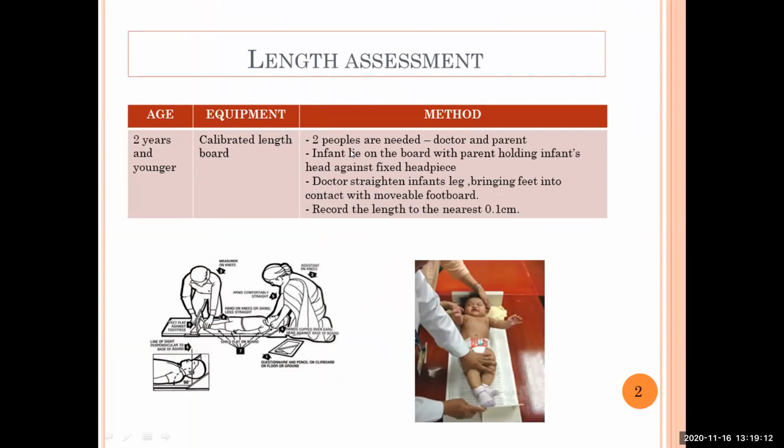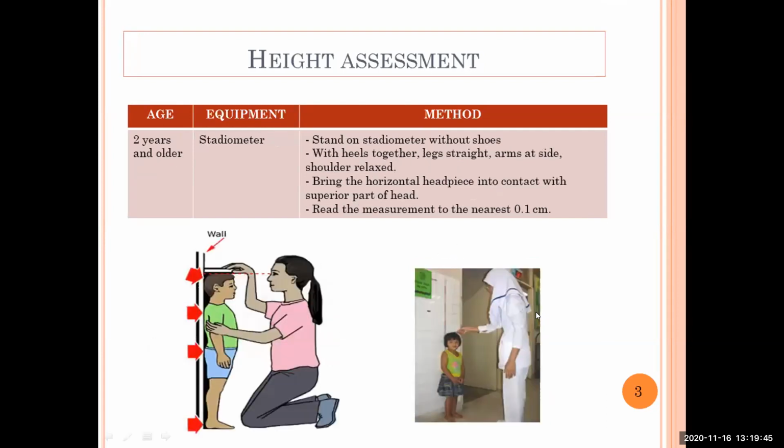The method is we need two people, the doctor or healthcare professional and the parent. The infant should lie on the measuring board, with the parent holding the infant's head against the fixed headpiece, and then the doctor straightens the infant's legs and brings the feet into contact with the movable footboard, and then measures the length of the infant. It should be recorded to the nearest 0.1 cm.